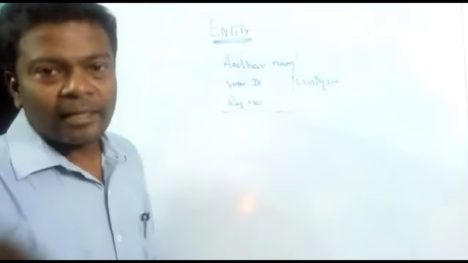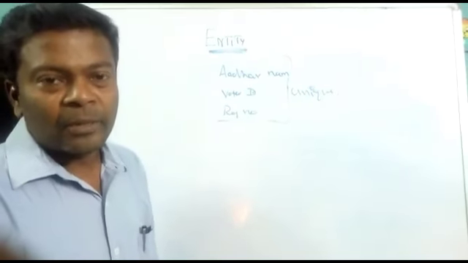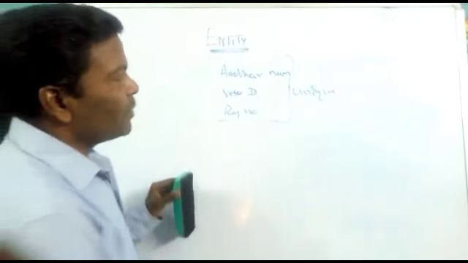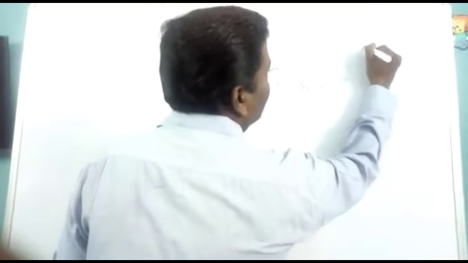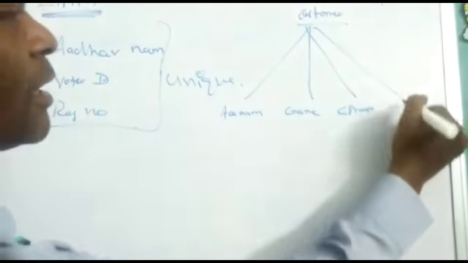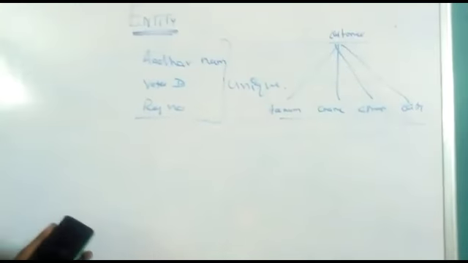attributes. What is called an attribute? The properties of an entity are called attributes. For example, I take an entity called customer. So this customer has four attributes. The first one is account number. The second one is customer name. The third one is customer street. The last one is customer city. So these are the four attributes of the customer.